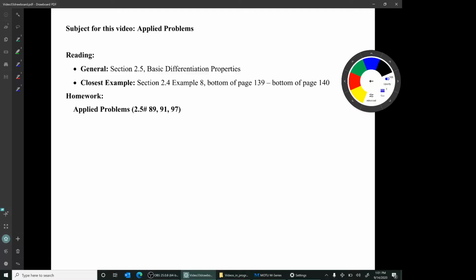The reading for this video is from section 2.5, Basic Differentiation Properties. But section 2.5 doesn't actually have any examples similar to what I will do in this video. The closest example is from section 2.4, example 8 on the bottom of page 139. The relevant homework problems are these three problems from section 2.5.